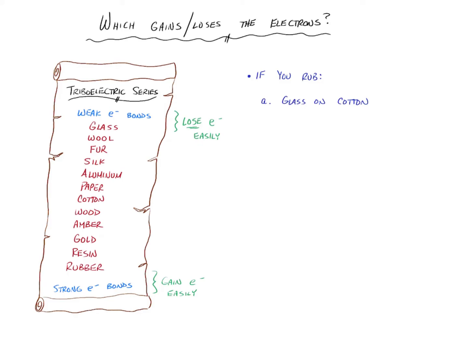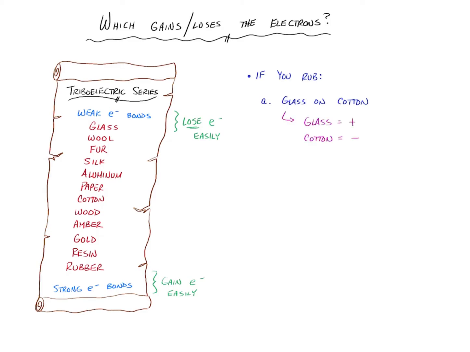It's in the middle of the list, but it's beneath glass. So comparatively, since cotton is further down on the list compared to glass, glass is going to form weaker bonds than cotton is going to form. That means if I rub these two together, when they fight for those electrons, cotton will take those electrons from glass because it forms stronger bonds.